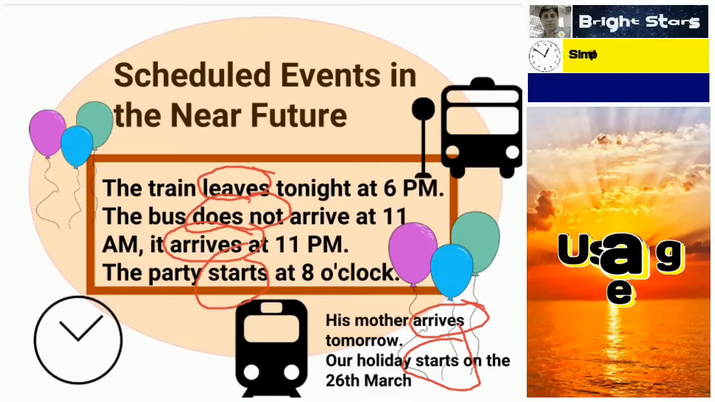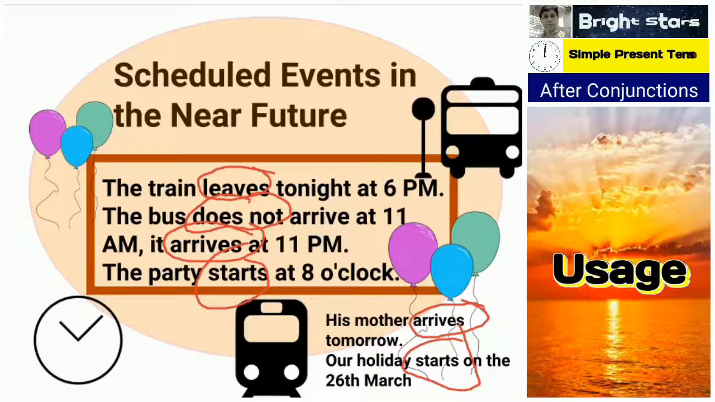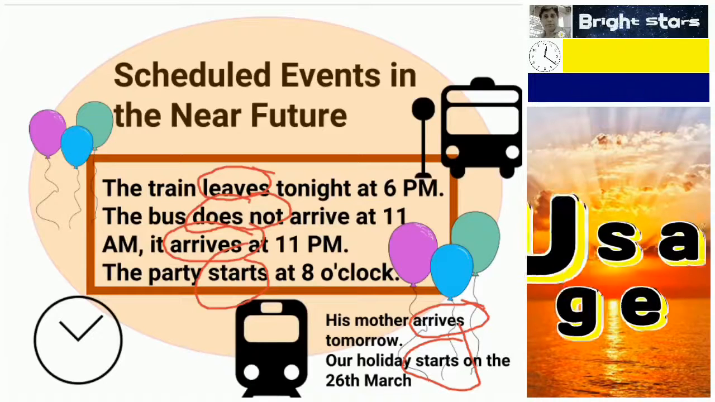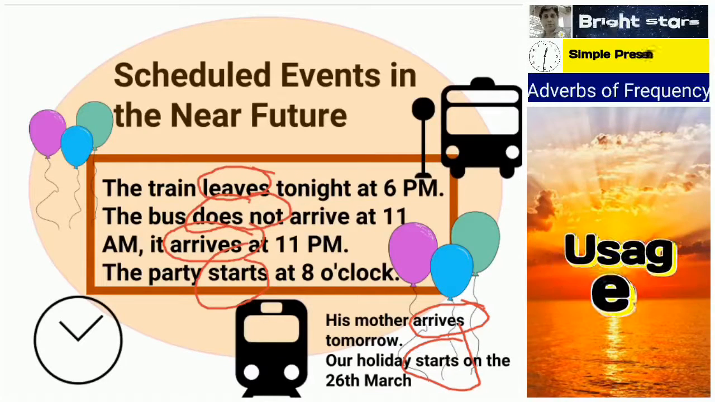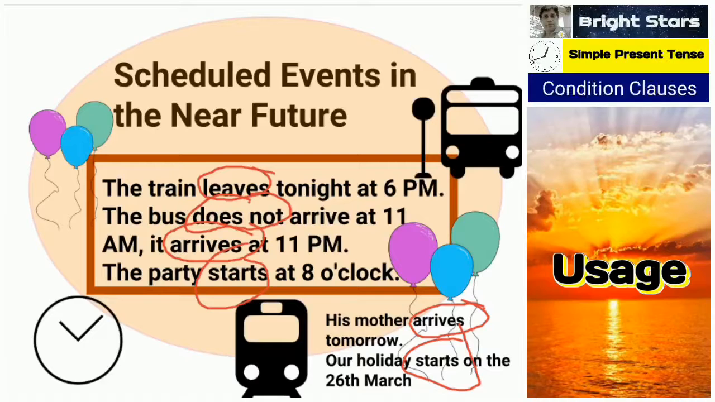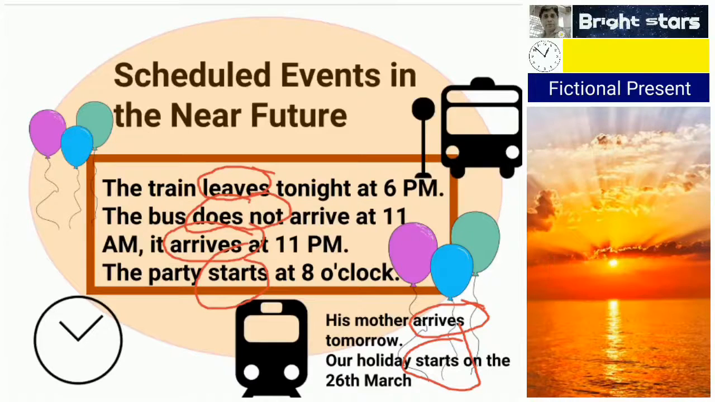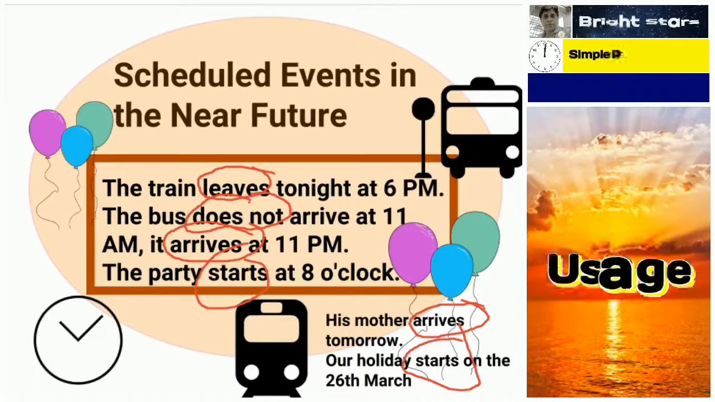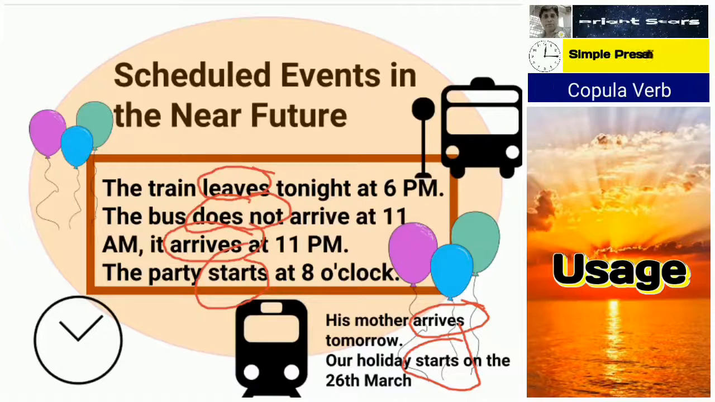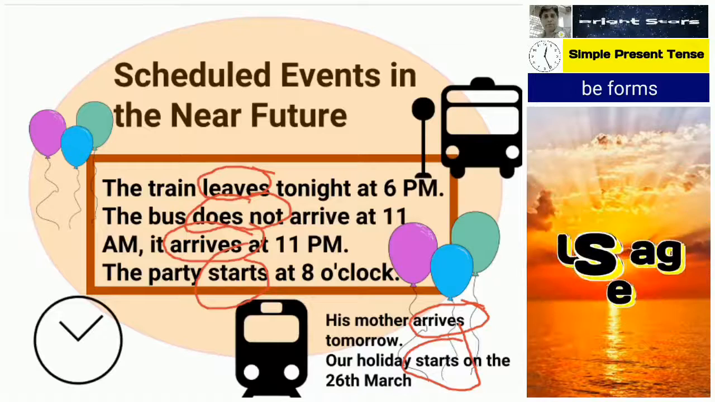So here you can see future events are there. Actually these are future. These things are going to happen. Our events are going to happen in the future: 6 p.m., at 11, tomorrow, 26 March. Future is there. But for scheduled future, that's why we use simple present, and this aspect is very, very important here.